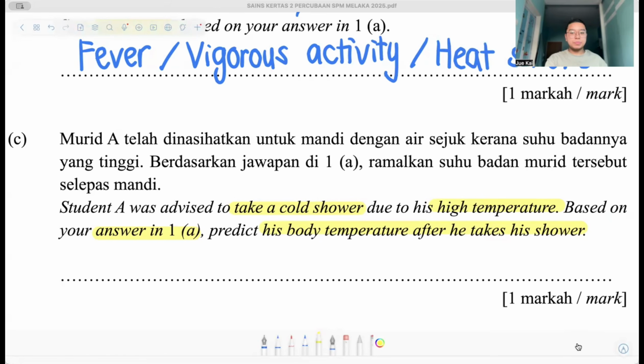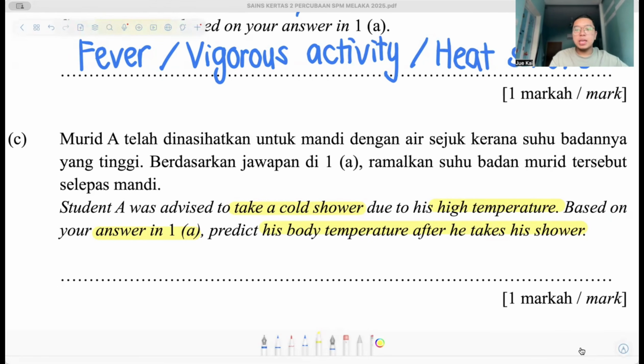Okay, so for Huda and Vanessa, I tell you, your body temperature is 38 degrees Celsius. And then you go to shower, it won't drop quickly. It will be slower. Maybe 36.9 is okay. But 36.5, 36.6 is a bit too low. The schema might not accept. I think 36.9 is okay.